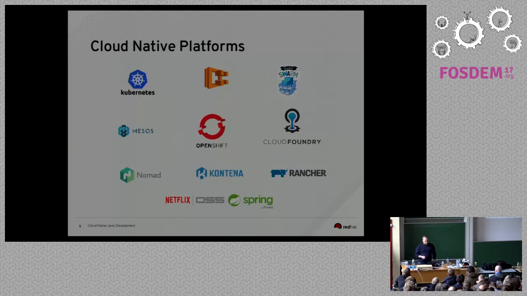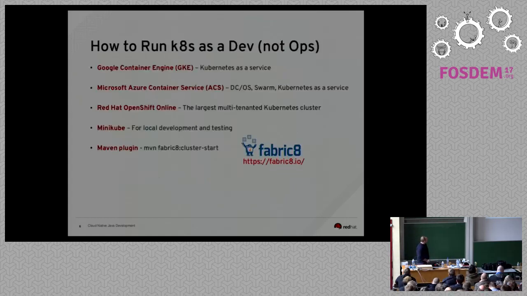The bottom two are slightly different. They are actually the ones who coined the term cloud native, Spring Cloud and Netflix OSS, but they were started way before containers were popular, so they are more based on Amazon images and having a cloud native platform as a part of your Java application rather than a separate thing.